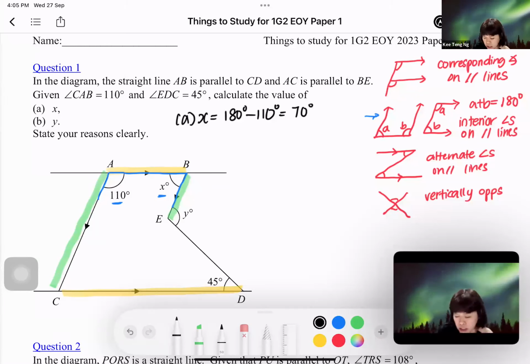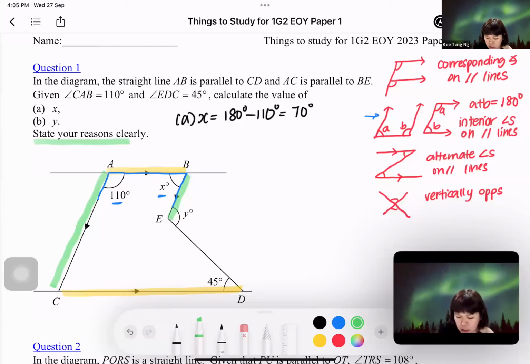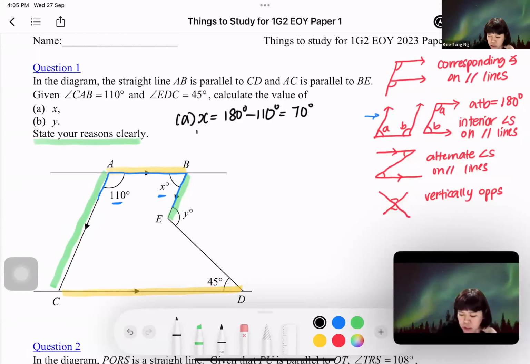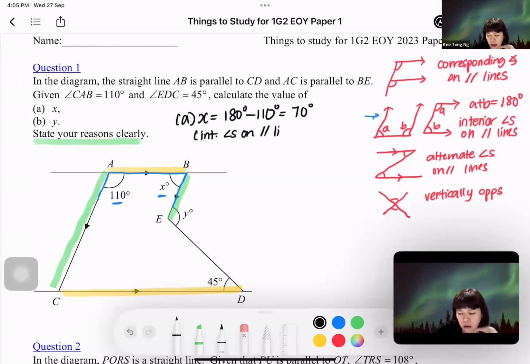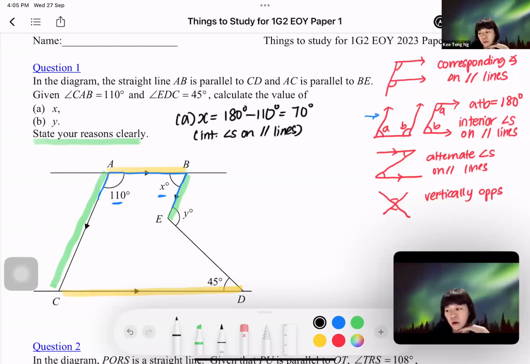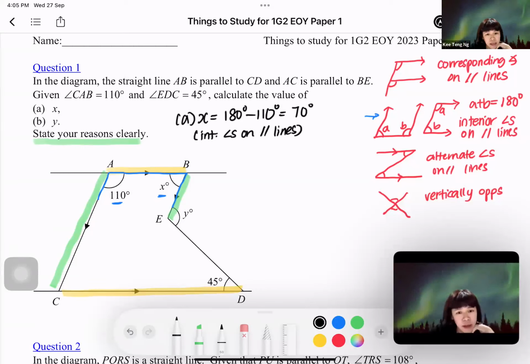But the question here says, state your reasons clearly, right? So you need to write the reason. This is the letter U. So letter U will be interior angles on parallel lines. Okay, so this one will be interior angles on parallel lines. Next one, find the angle Y.